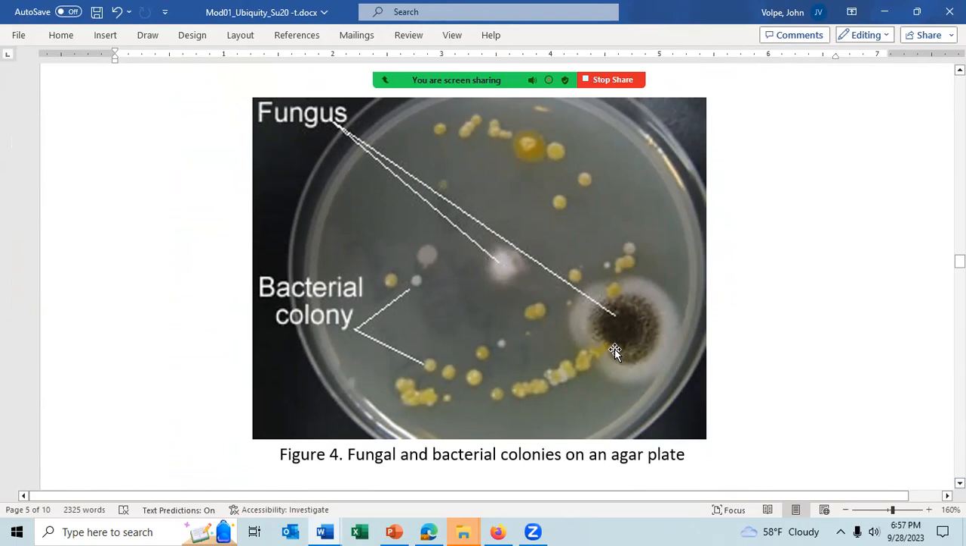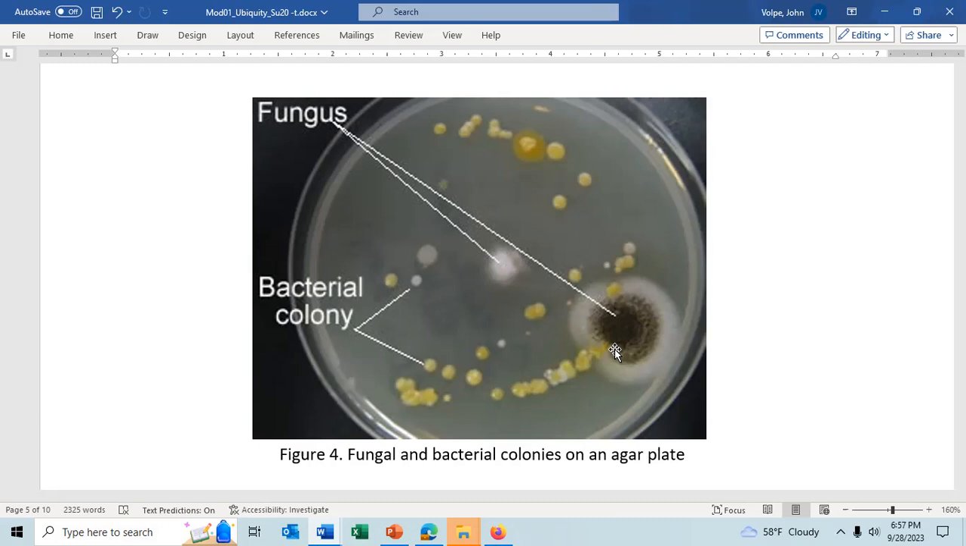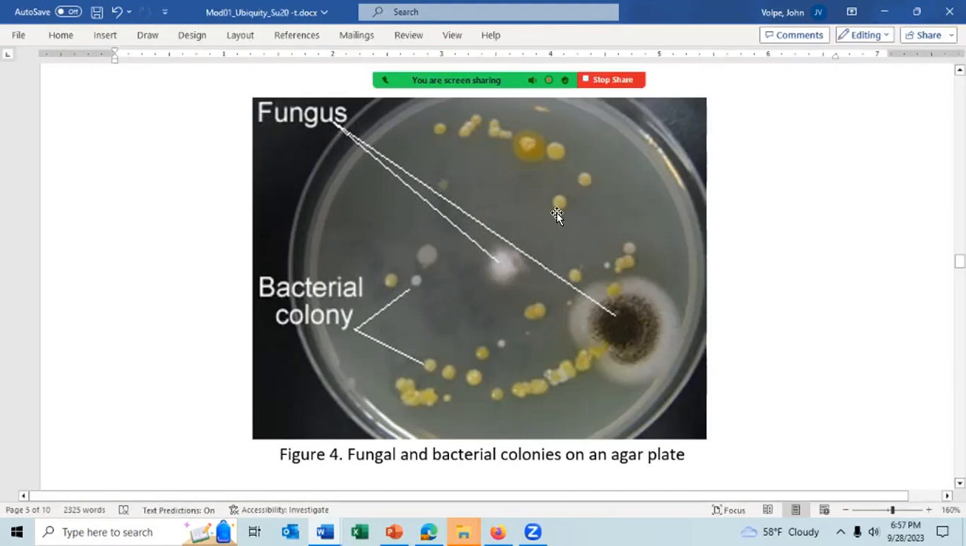What's different between the bacterial colonies and the fungal colonies? Name a difference. The bacteria is more isolated. This one is isolated and that one's isolated, meaning there's no other colonies around this one. So unless you mean something else, I'm not sure why you're saying that this one is more isolated than that one.